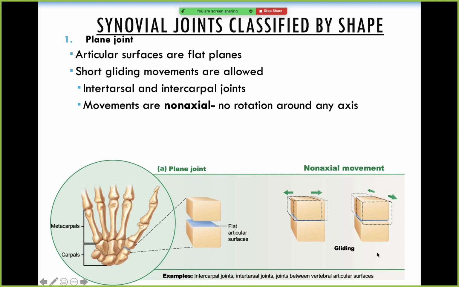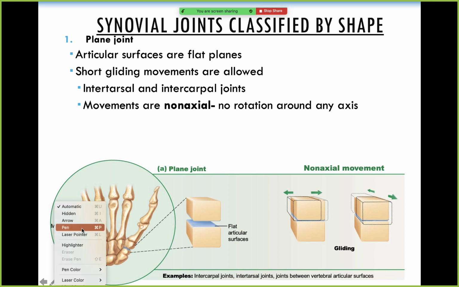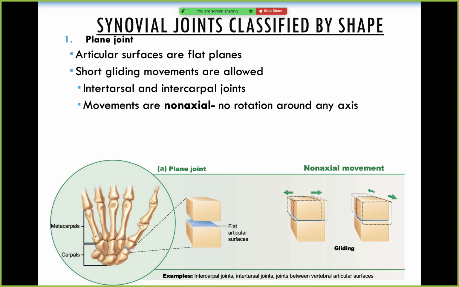Classifying them by shape. We briefly talked about the carpals and how the carpals were somewhat cube-shaped. And being cube-shaped, they are able to slide and glide past one another. These are called plane joints. Plane joints don't bend or move in any axis. They don't rotate. They simply slide across one another. And the two places you're going to find them are in the intertarsal and the intercarpal joints. So these are called plane joints, and they are a type of synovial joint.